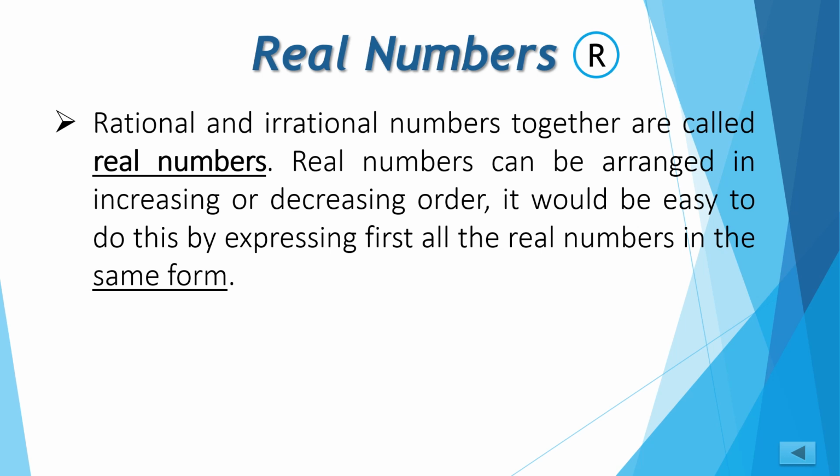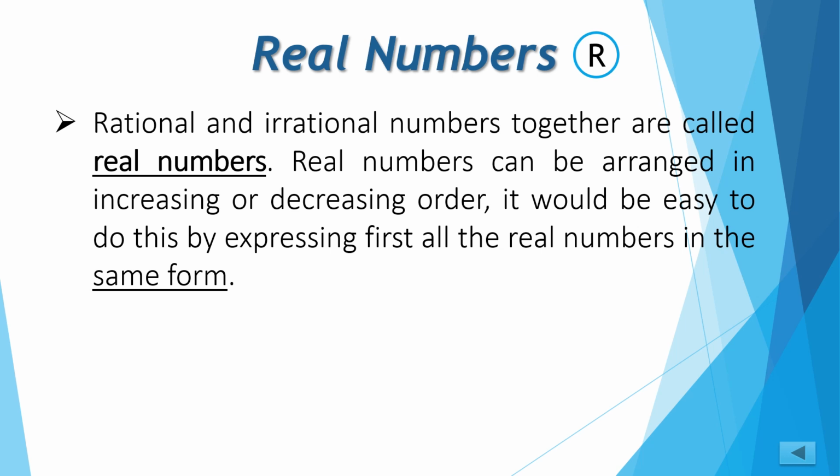Real numbers, rational and irrational numbers together are called real numbers. Real numbers can be arranged in increasing or decreasing order. It would be easy to do this by expressing first all the real numbers in the same form.